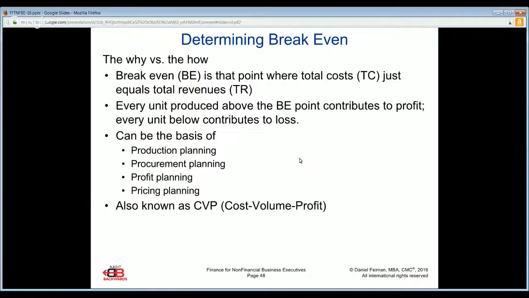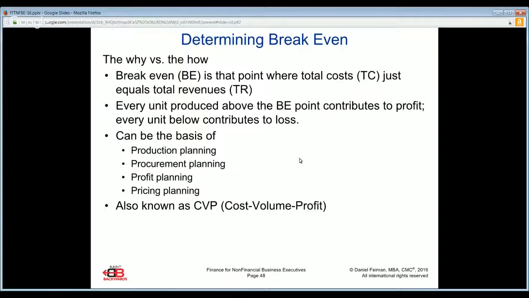Why is this important? Because for every organization, one of the most important planning tools is a break-even model. Now, some of you are thinking, wait, why do I want to break even? If the break-even is where the total costs equal my total revenue, that's not what I want. And I would agree with you. We're not attempting to reach a break-even in most cases. We're trying to exceed it.